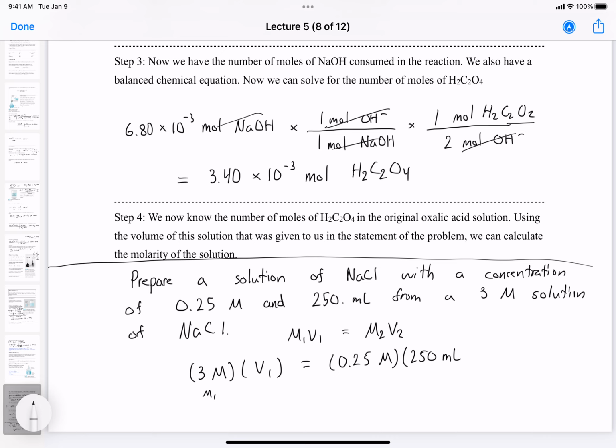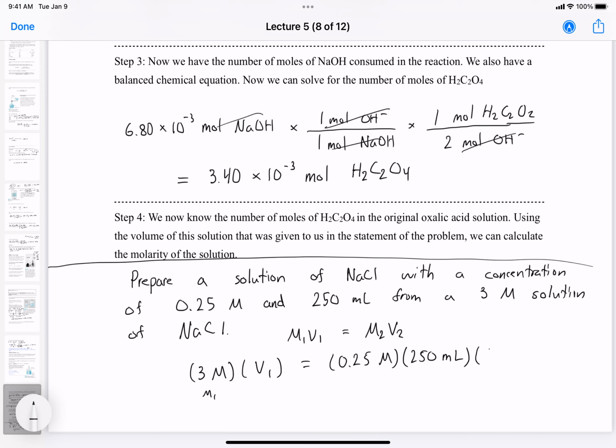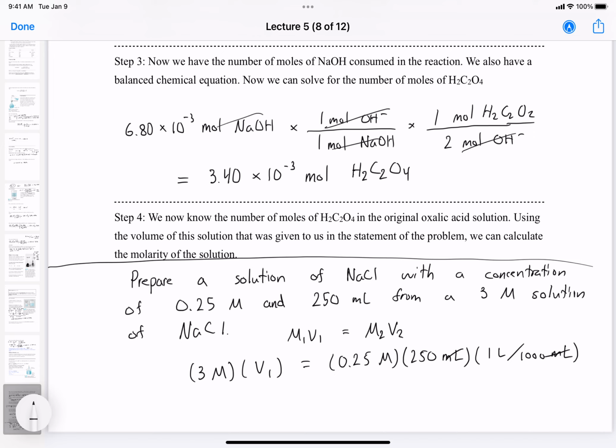It doesn't matter. Okay, but we need to also convert this, so 1 liter over 1,000 milliliters to give us liters of solution. Okay, so when we have 3 molar here, all right, so if we rearrange the equation, we will have V1 equals... sorry, let's just write notes here. M1 is the concentrated solution, M2 the dilute, and then V2 the volume of the diluted solution.